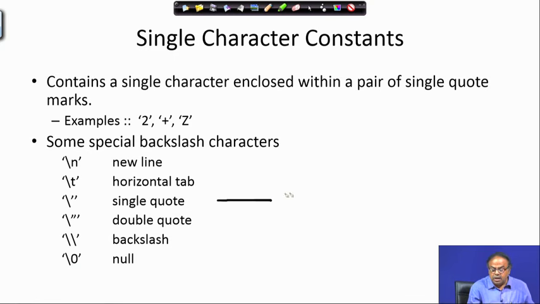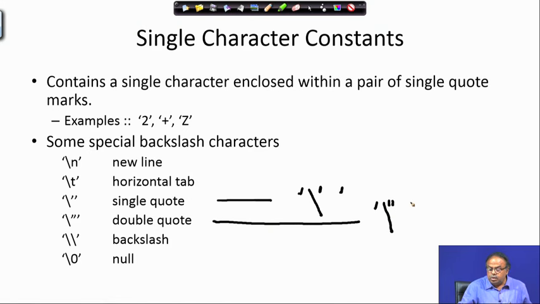For this I should take a single quote and then backslash single quote, then single quote. That means this middle single quote is different from these two single quotes. These are the boundaries of the character representation, and the character is the single quote. Similarly, for double quote you can now very easily reason that I must enclose it within single quotes: single quote, backslash double quote, followed by single quote.